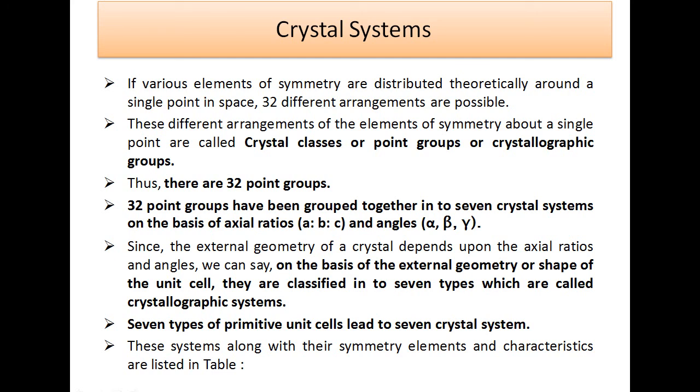Now, the external geometry of a crystal depends upon the axial ratio and angles between the edges. So on the basis of the external geometry or shape of the unit cell, they are classified into 7 types, which are known as crystal systems or crystallographic systems. The 7 types of primitive unit cells are leading to the 7 crystal systems.